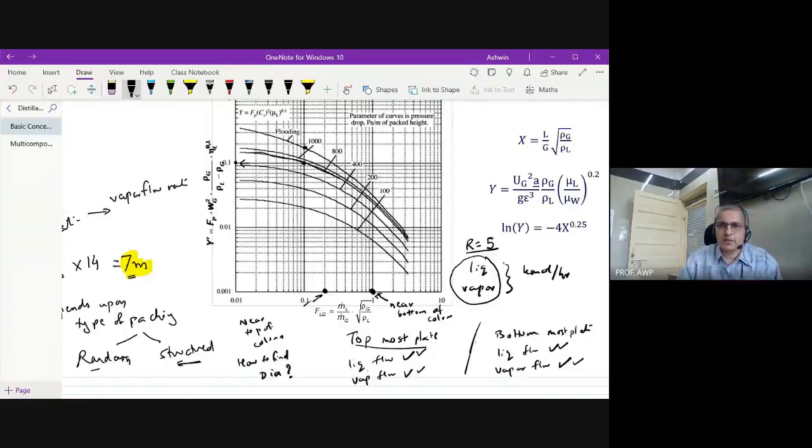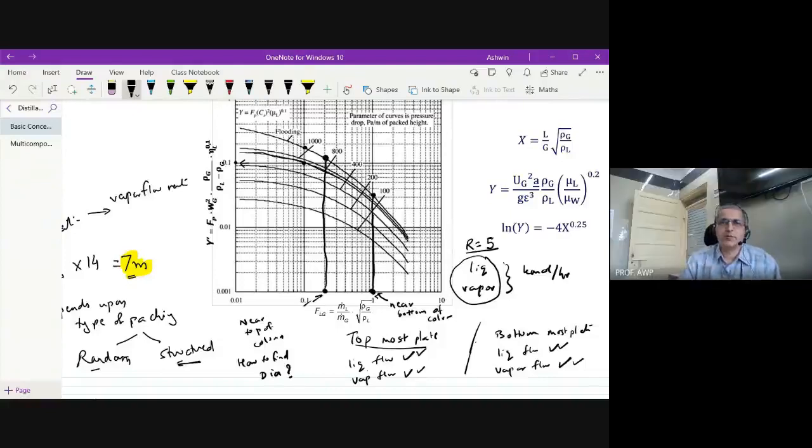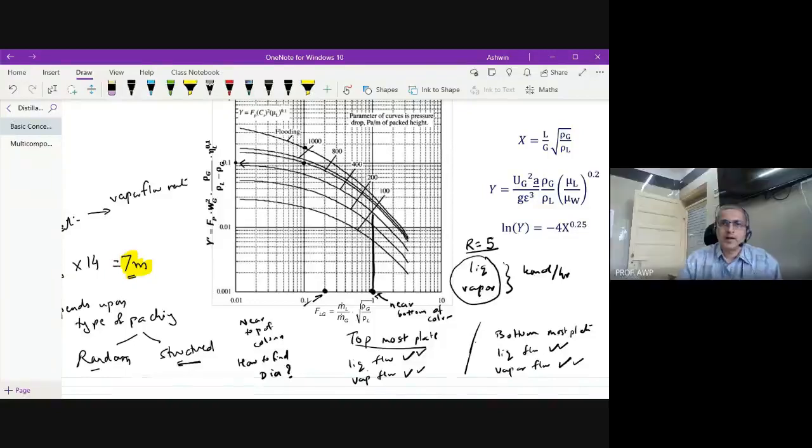So if I have to find the diameter near the bottom of the column, if my y-axis value is this, it will be flooding. If at the top of the column my y-axis value is this, it will be flooding. Do you agree with that? Yes, sir. We don't want it to flood. So the y-axis value should be something lower than this value or this value. Do you agree with that? Yes, sir.